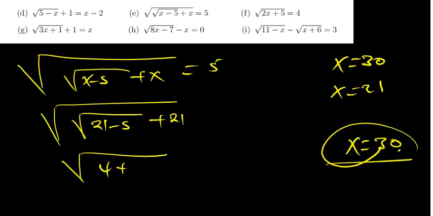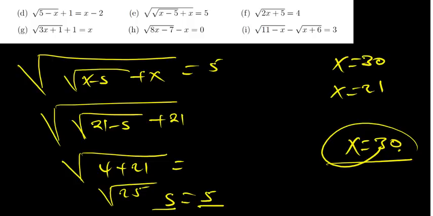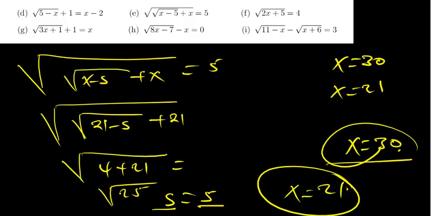4 plus 21 is what? 25. What is the square root of 25? 5. 5 is equal to 5. So we can see that it's giving us 5, the answer 5 here. So x is equal to 21 is the only solution for this equation. Is that okay?